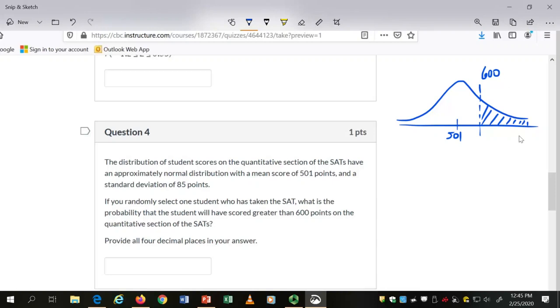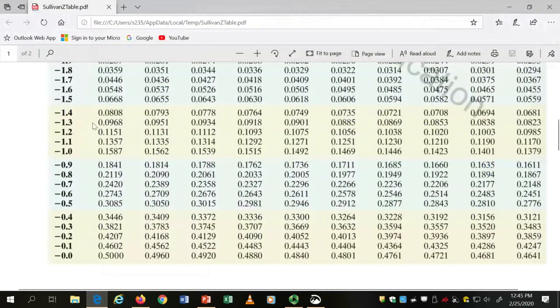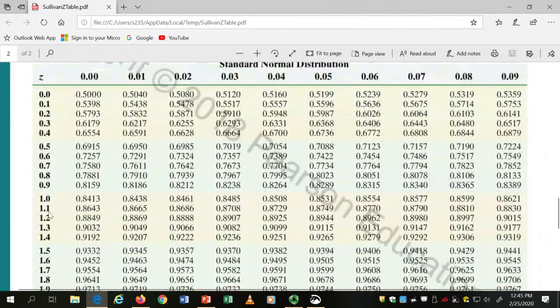Okay. So first we would get the z-score for someone with a score of 600. So it'd be 600 minus 501, and then you divide by the standard deviation. If you do that, the z-score should be, if you round, 1.16. It's always rounded to 2 decimal places. Okay, so we're going to have to go to the z-table to get our probability. So we need to look up 1.16 on the table. The probability below that is 0.8770.